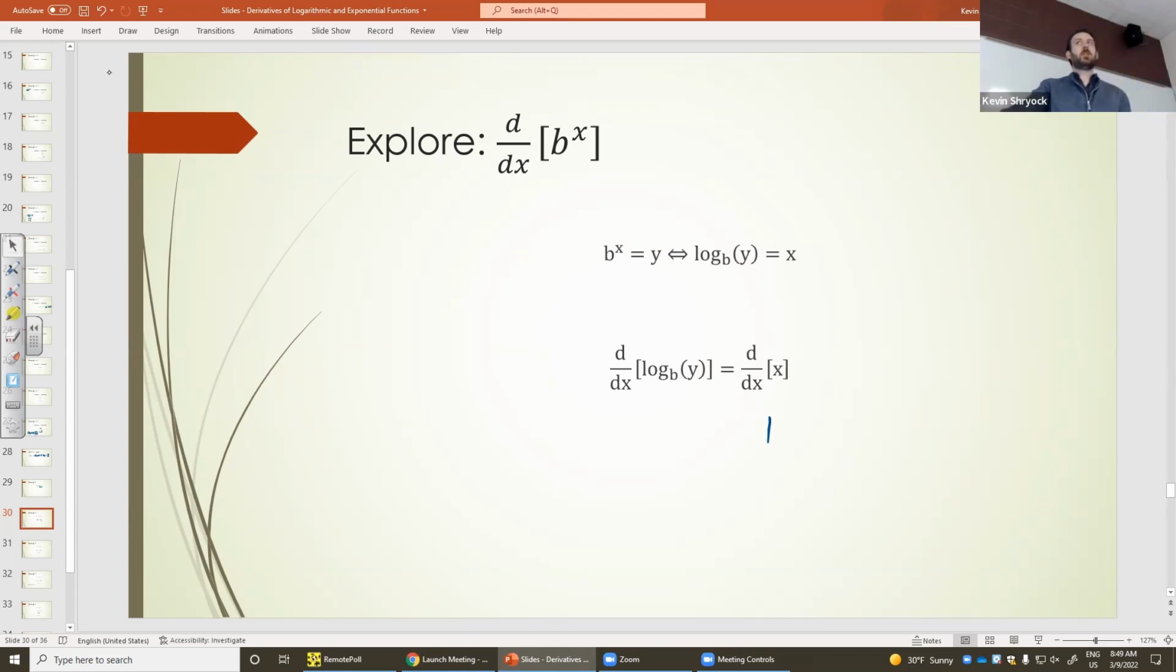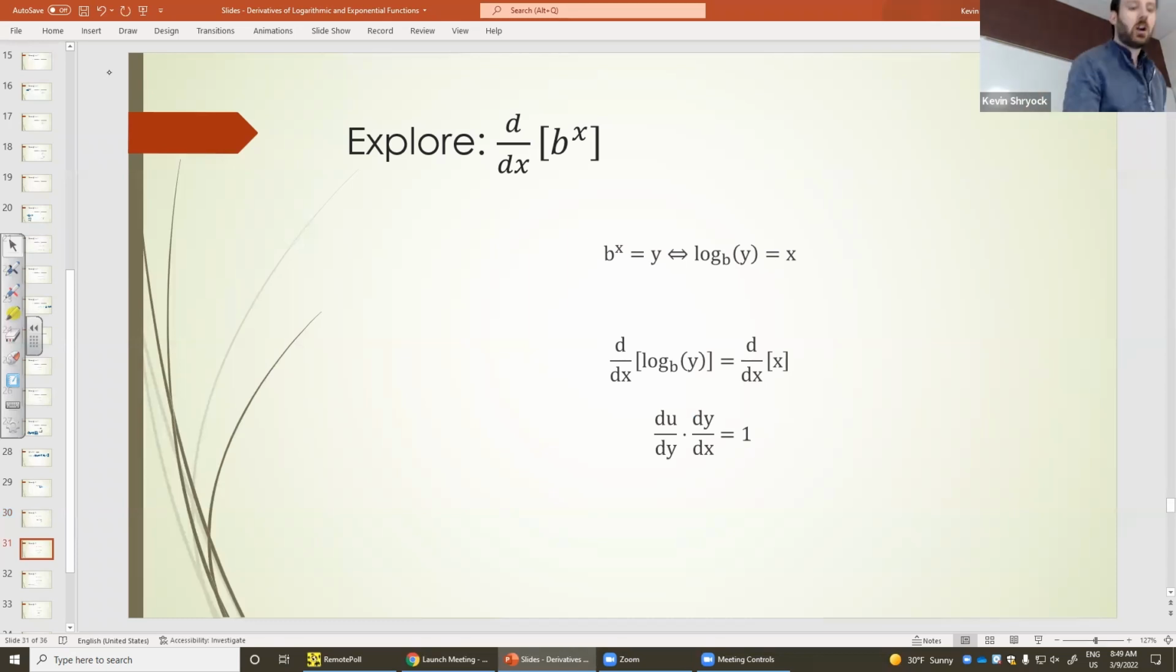But notice, there's a hidden chain rule. I'm changing x, x changes y, y changes log of y, right? As I change x, y changes. As y changes, log changes. That means x does not change log of y, x changes y, and through y changes log of y. There's a series, a ripple, a chain of events here. So we've got to use chain rule.